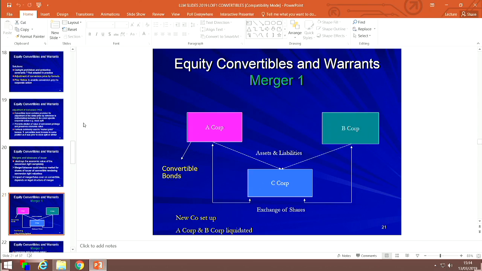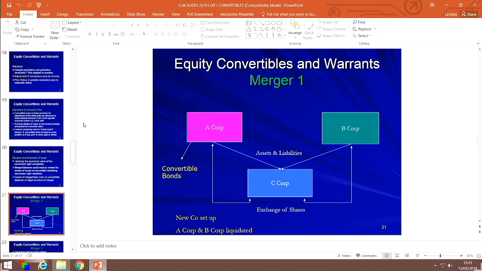Okay? So the first one is the one that you're, I hope, reasonably familiar with. The issuer of the convertible, shall we say, is Corporation A, up here. And that issuer is to merge with another corporate entity, B.